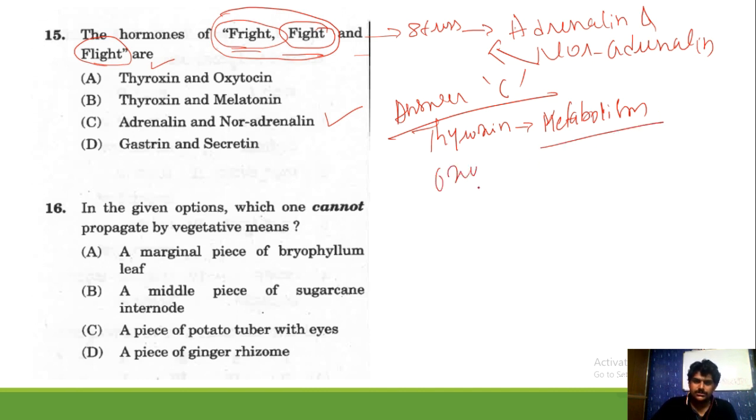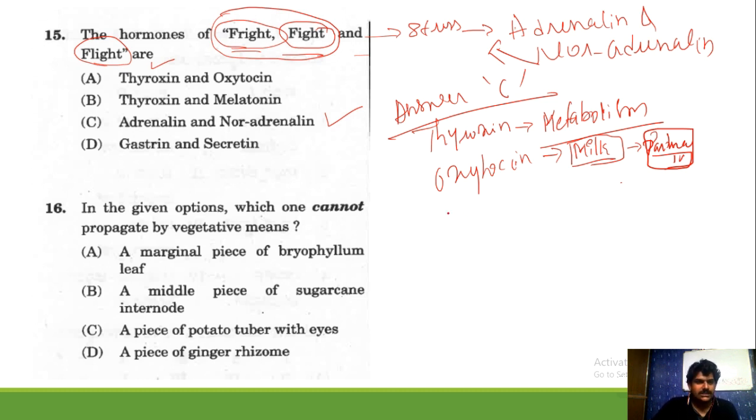Then oxytocin is a hormone which stimulates the production of milk in the female, that is breast milk. That will be secreted, produced and ejected. It also stimulates the parturition process. Parturition means the delivery, the delivery of the baby after the 9 months of pregnancy.